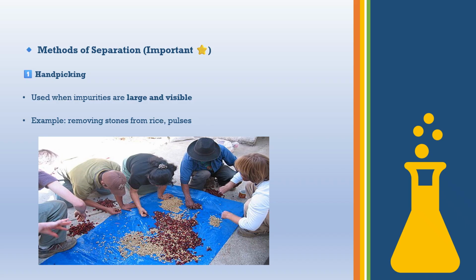So the first one is hand picking. Hand picking is the simplest method of separation. This method is used when unwanted particles are big and can be seen easily. For example, removing stones from rice or pulses. We are able to easily separate them by removing them with our hand.